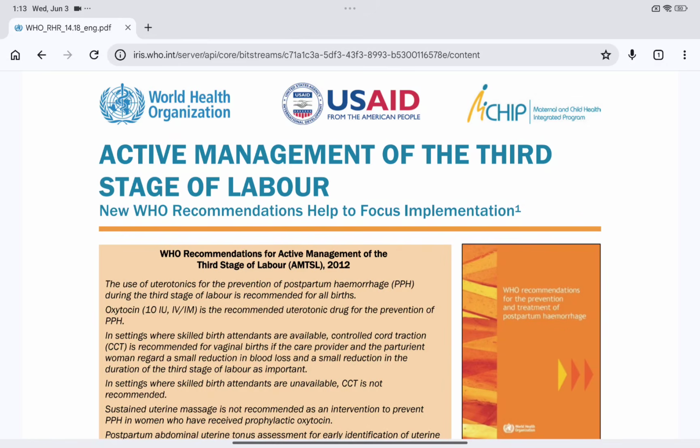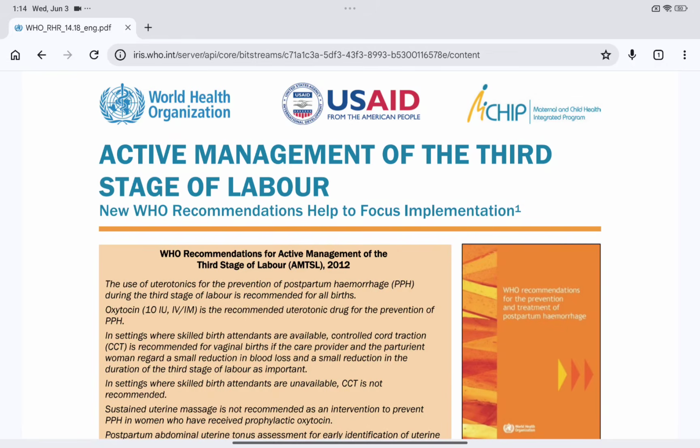So, active management of third stage of labor is very important to prevent postpartum hemorrhage. This AMTSL is given by new WHO recommendations, to help focus implementations, and it should be done in all females in labor, and it is the best method to prevent postpartum hemorrhage. Now, there are 4 components of AMTSL. This includes injecting uterotonics, and what uterotonic is given: oxytocin, either IV or IM 10 international units, is the recommended uterotonic agent for the prevention of postpartum hemorrhage.